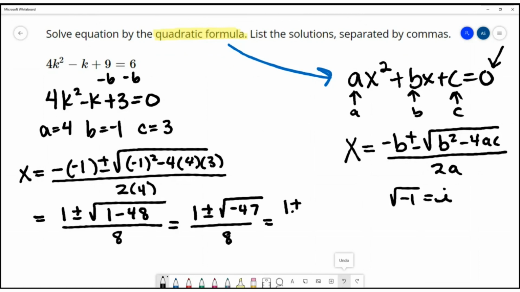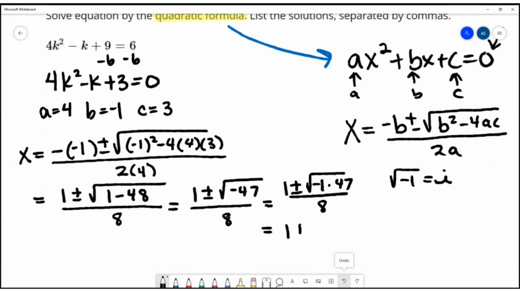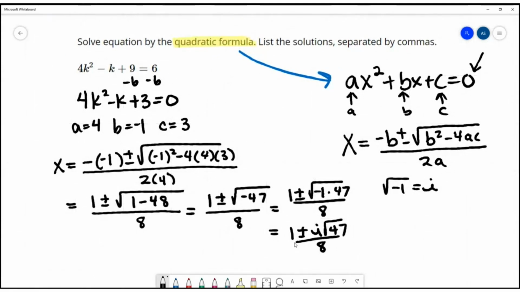So we can write 1 plus or minus the square root of negative 1 times 47 over 8. The square root of negative 1 is I, so we have 1 plus or minus I square root of 47 over 8. So these are those solutions to that quadratic equation: 1 plus I square root of 47 over 8 and 1 minus I square root of 47 over 8.